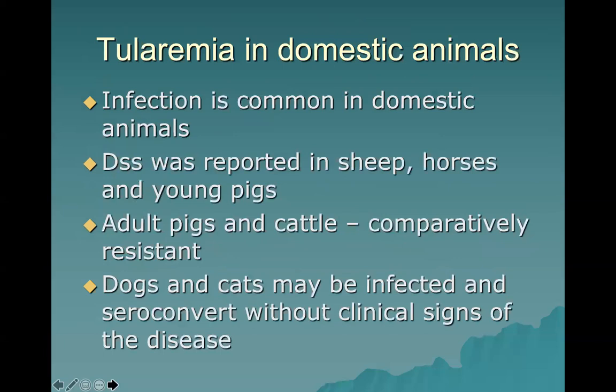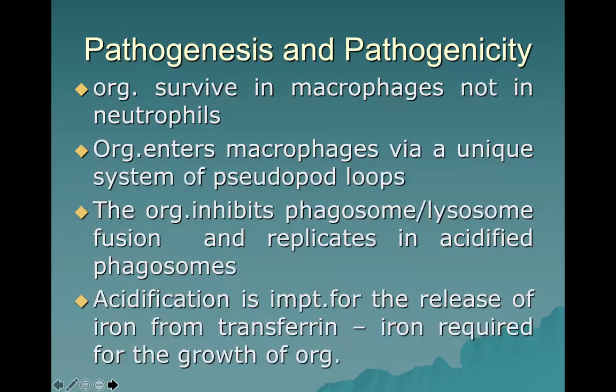The disease in domestic animals is common. It was reported in sheep, horses, and young pigs. Adult pigs and cattle are comparatively resistant. Dogs and cats may be infected and seroconvert without clinical signs of the disease. When we say seroconvert, they are known to produce antibodies. That's why they are not manifesting clinical signs of the disease.